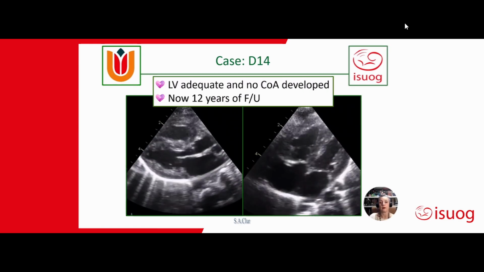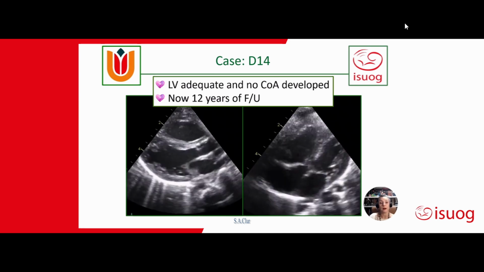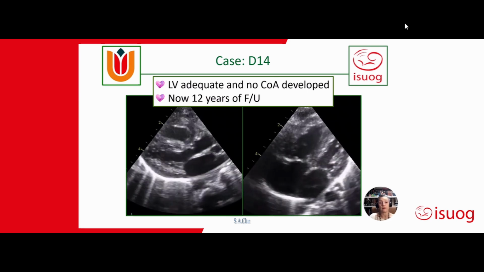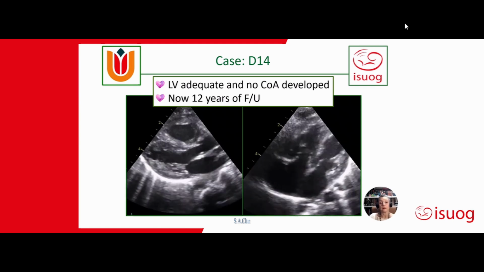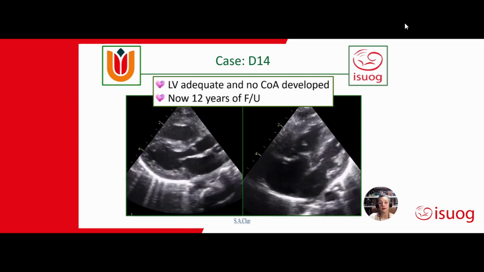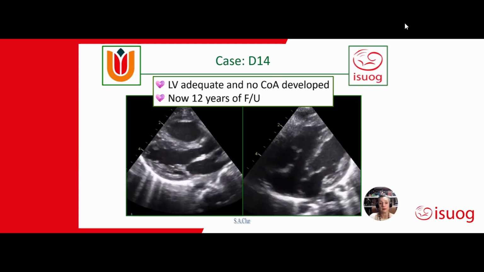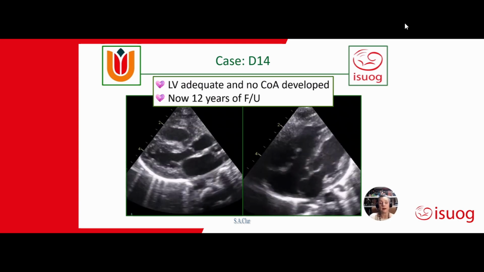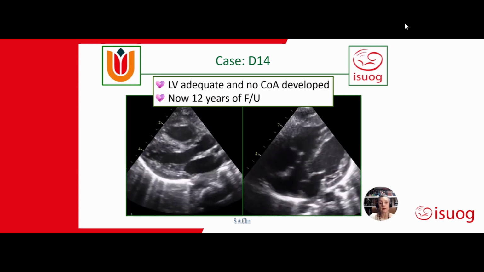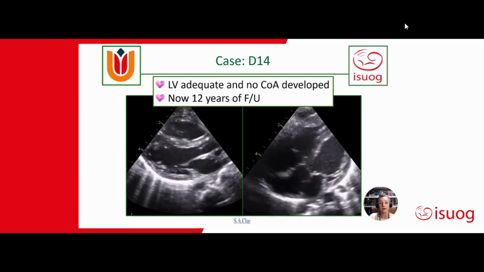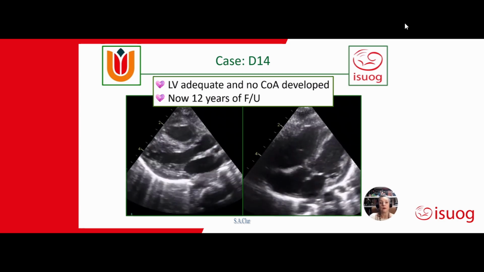Here we see the echocardiogram of this baby at 14 days. I've now had more than 12 years of follow-up of this baby, and there has never been a catheter intervention or surgery necessary. This left ventricle remained adequate the whole time, and certainly not what we expect when a diagnosis of hypoplastic left ventricle was made at 12 weeks and 3 days.